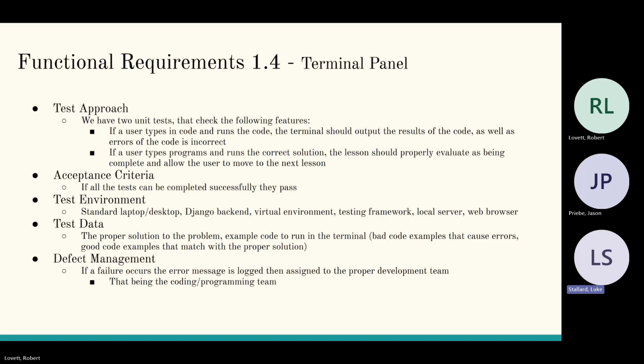All right, functional requirement 1.4, the terminal panel. For the terminal panel, we also tested 2 major behaviors. The terminal should show correct output or error messages based on the user's code. And if the user submits the correct solution, the lesson should be marked complete and unlock the next lesson. All comparisons are done against reference outputs.